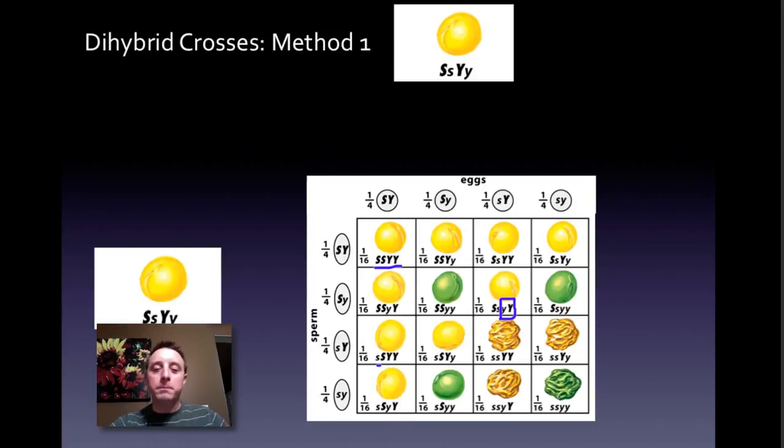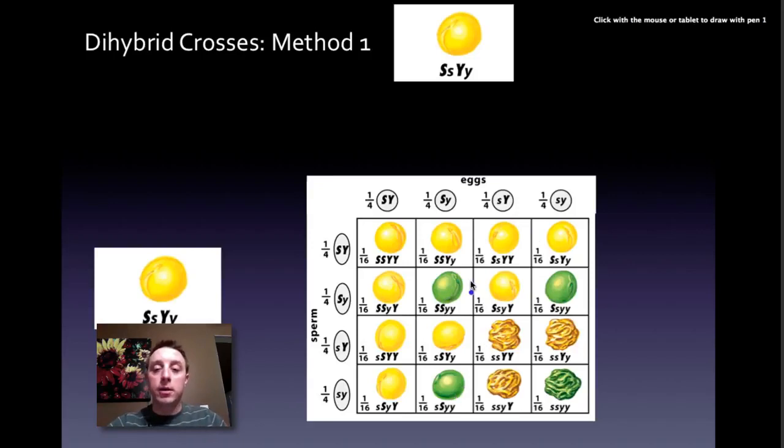But if we count them up, let's start with the dominant individuals. That would be the round yellow peas. We have 1, 2, 3, 4, 5, 6, 7, 8, 9 of those. So 9 out of 16 are round and yellow, so both dominant traits.